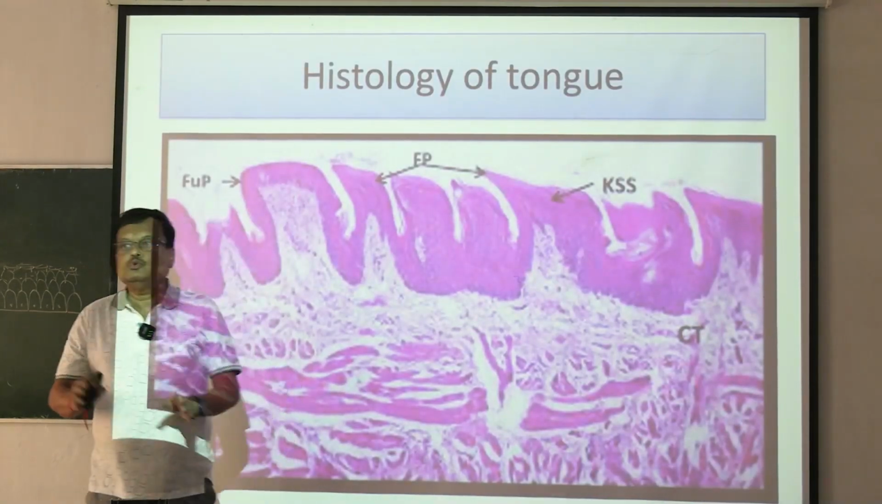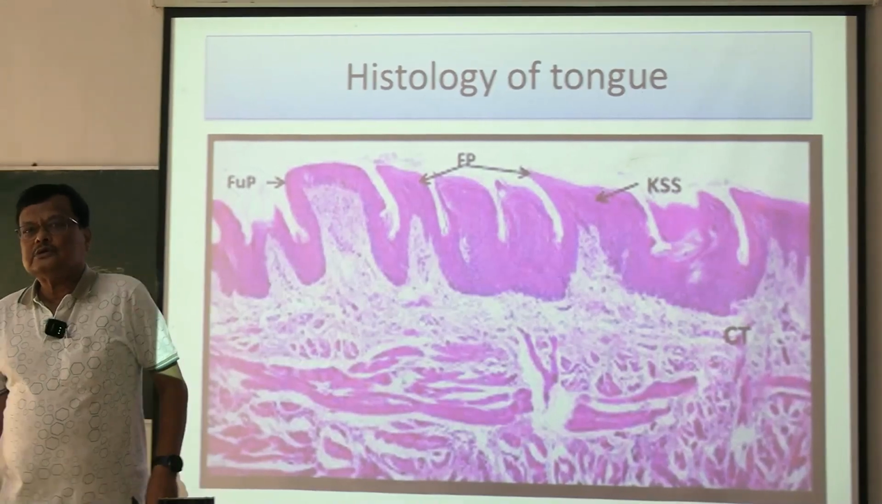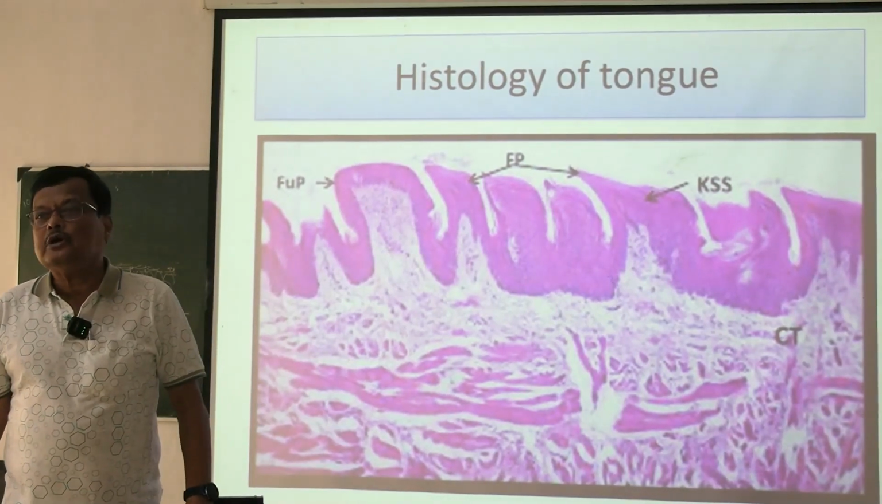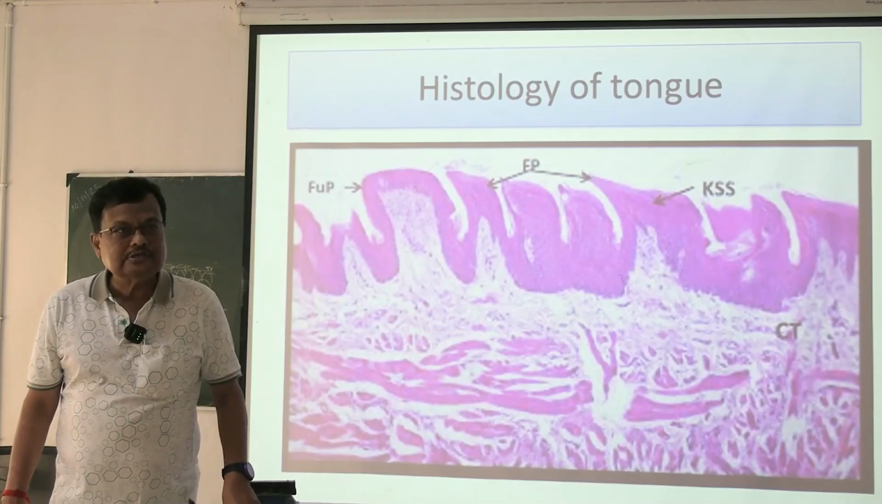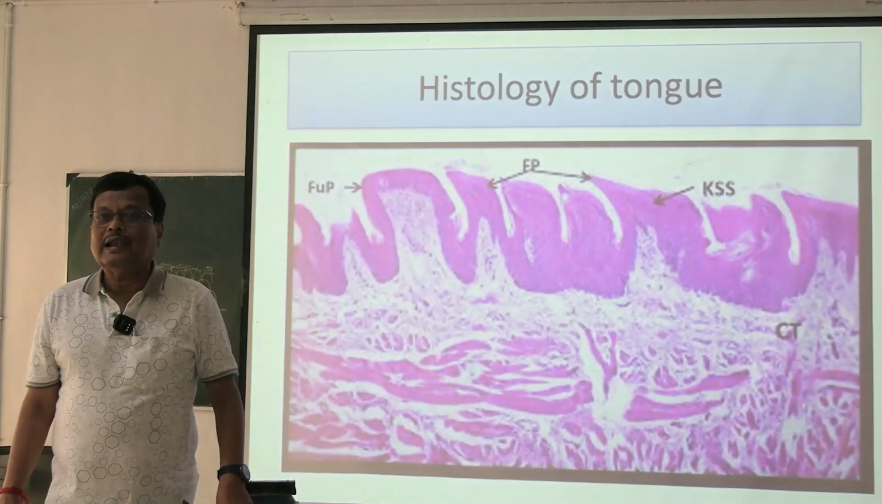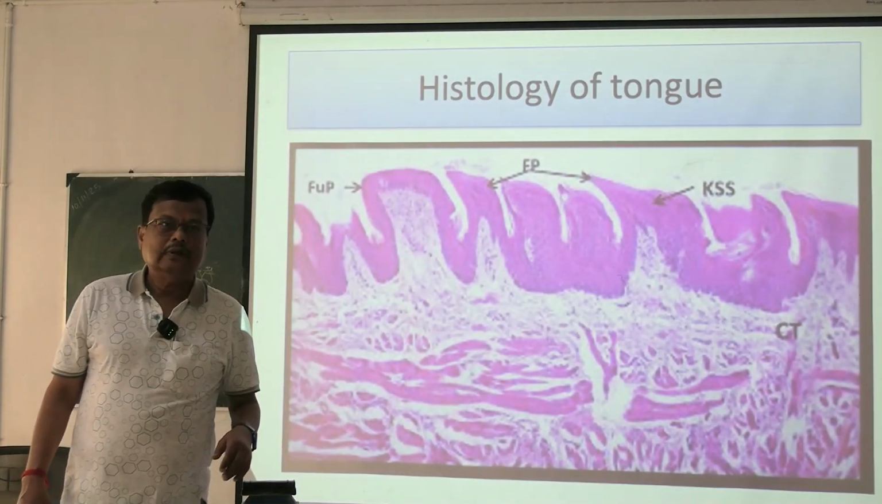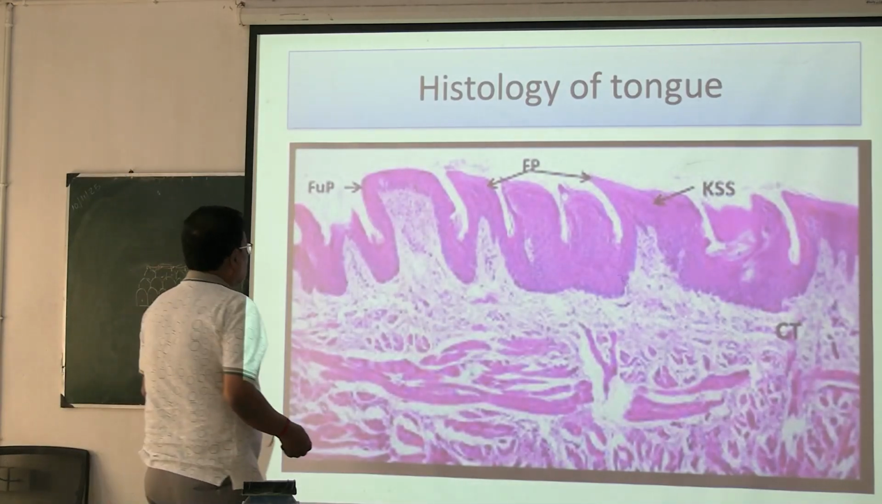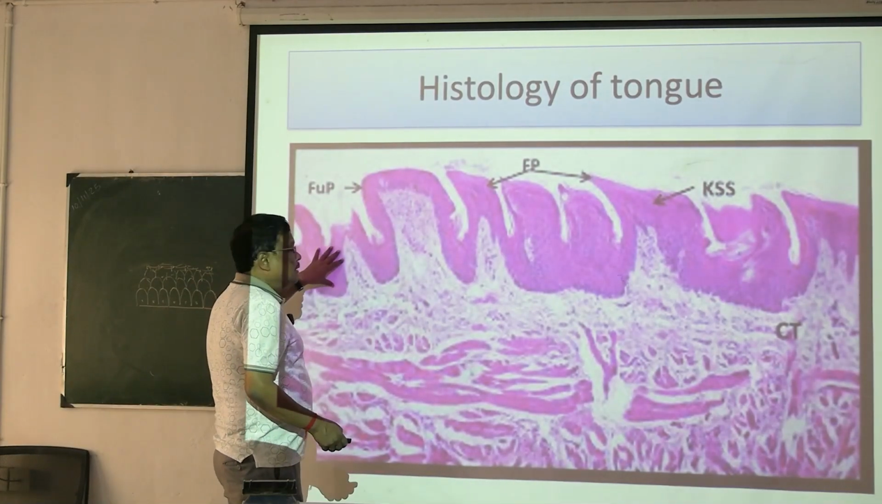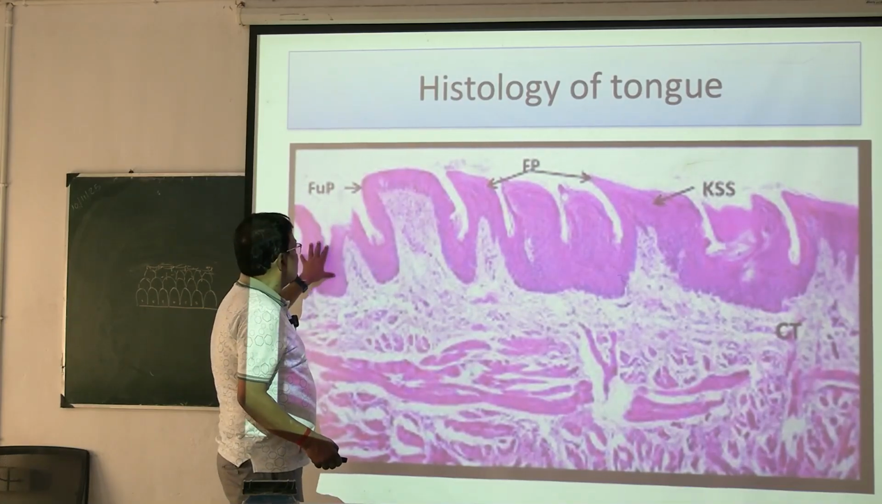Now I am coming to the histology of the tongue. It has fibrous tissue, it has muscles, it has glands. It is a fibromuscular glandular organ, so mainly a musculoglandular organ.